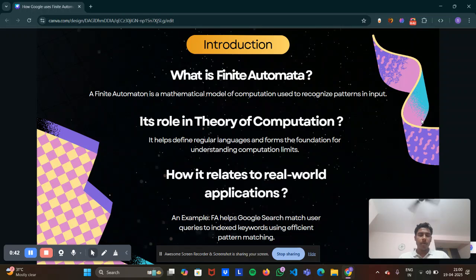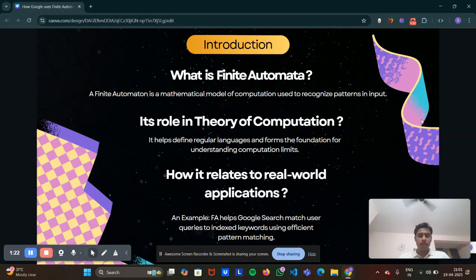Let's begin with a quick overview of what finite automata is. In the world of theoretical computer science, finite automata, often abbreviated as FA, is a computational model used to represent and recognize regular languages. It consists of states and transitions and is widely used in lexical analysis, pattern recognition, and text processing. Now, why are we talking about this in the context of Google? Because Google's search engine is all about processing massive amounts of textual data, and finite automata is the silent workhorse that makes this possible efficiently.